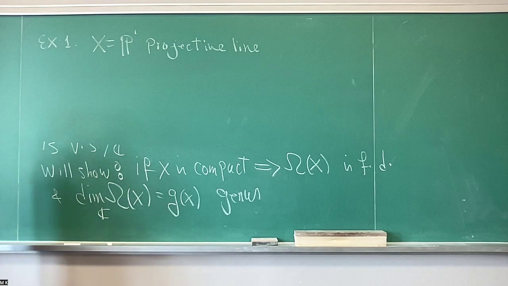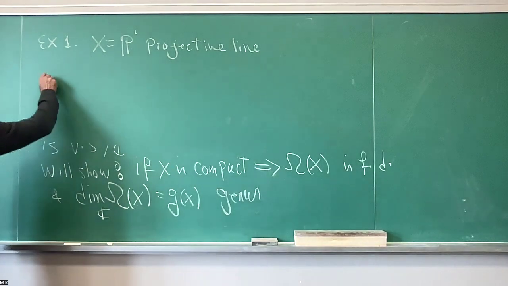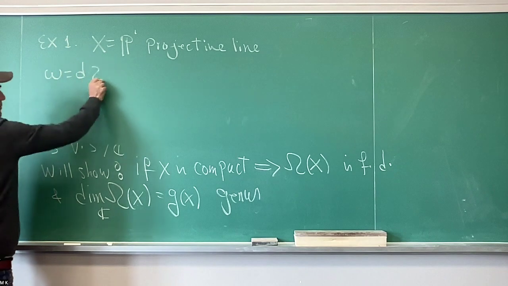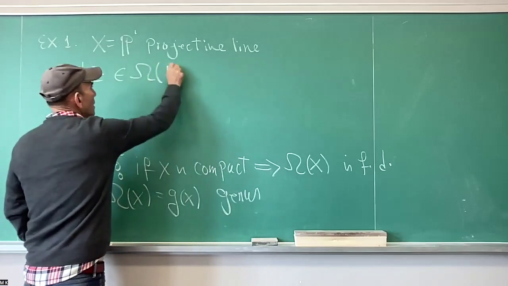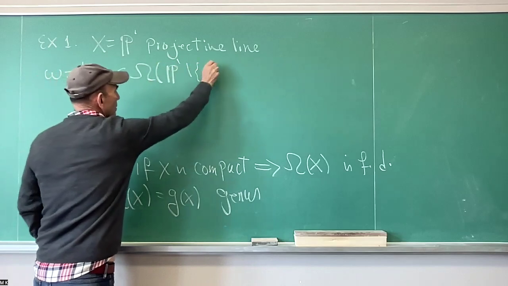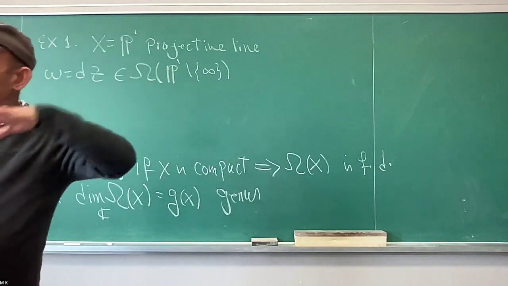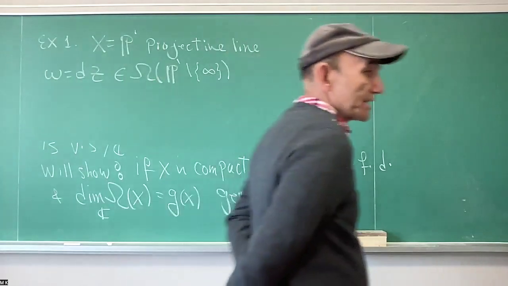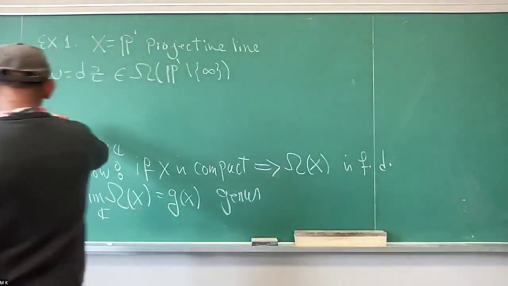So let's look at the projective line. Now we may try to find some holomorphic one forms on the projective line. So what are the possibilities? Let's try something. For example, omega equal to dz. This certainly belongs to omega of P1 minus infinity, right? This is holomorphic everywhere, is a one form, and is defined on the plane, so it's nice. But the question is, can we extend it to a holomorphic one form on the whole P1? Does it extend to the whole P1?